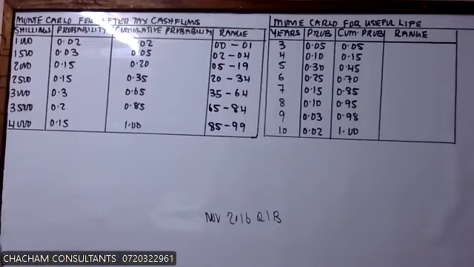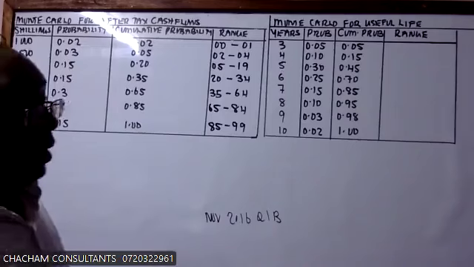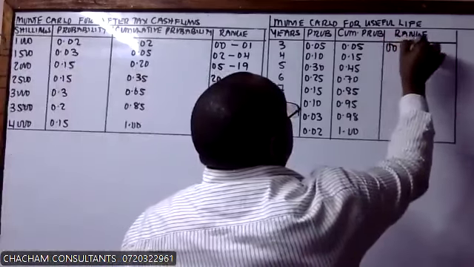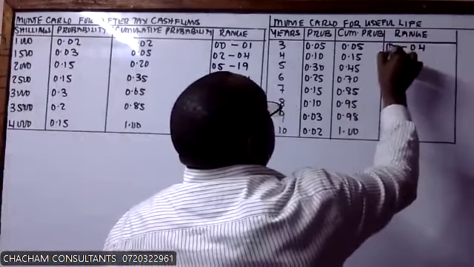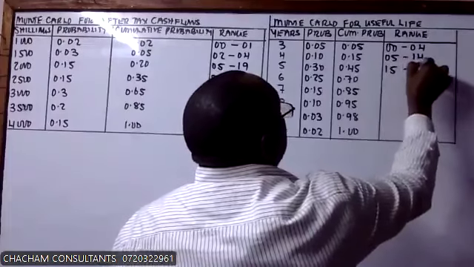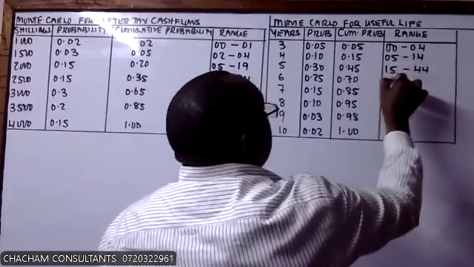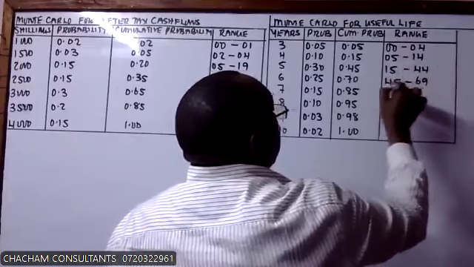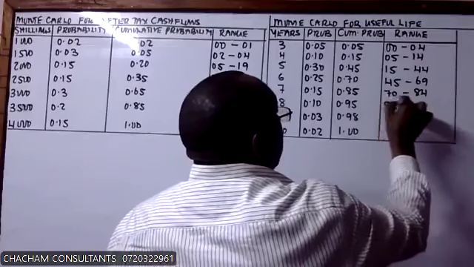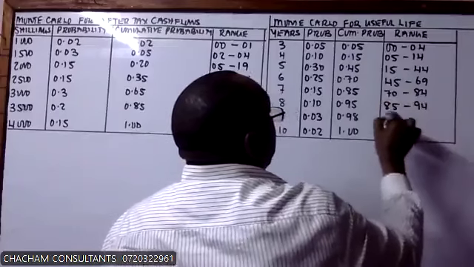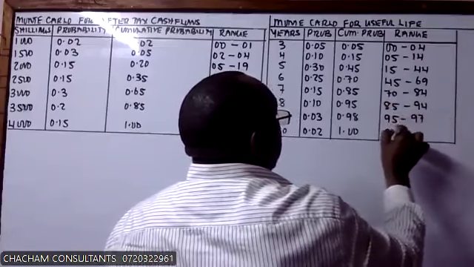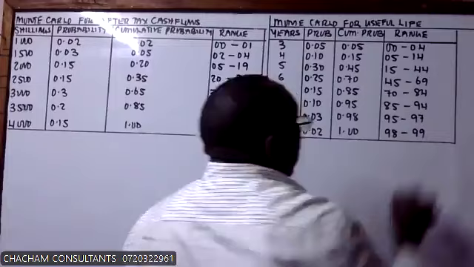So now the random number ranges should be 00 up to 04, then 5 to 14, 15 to 44, 45 to 69, 70 to 84, 85 to 94, 95 to 97, 98 to 99.